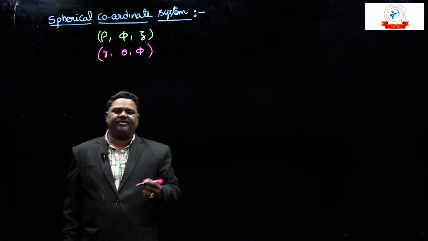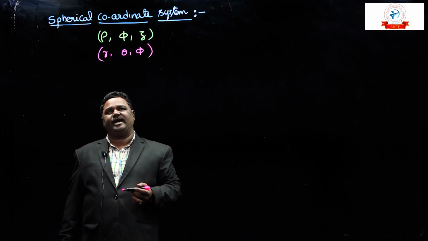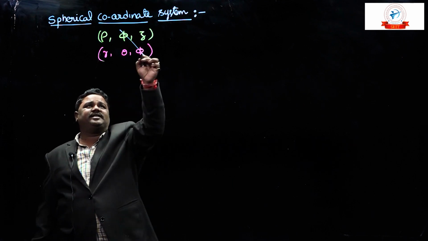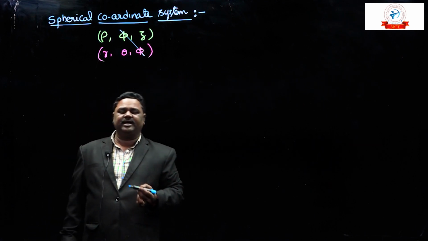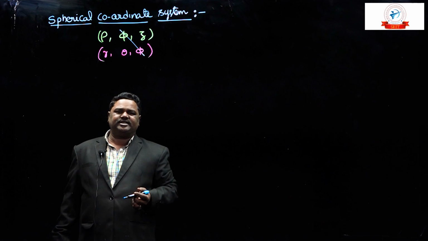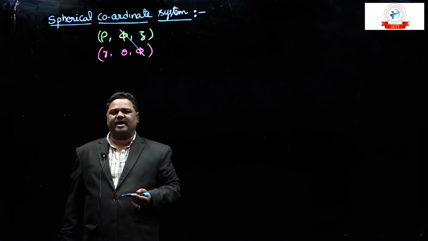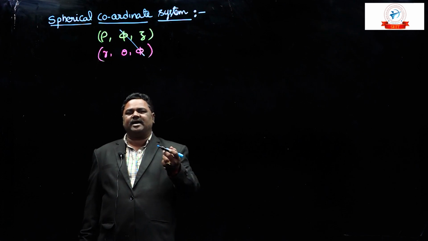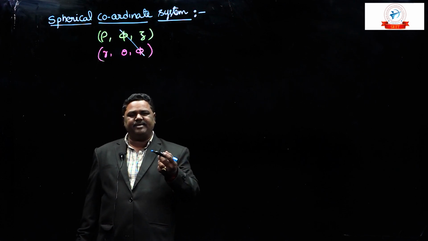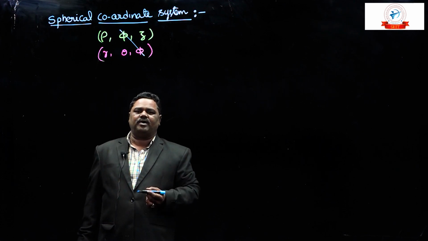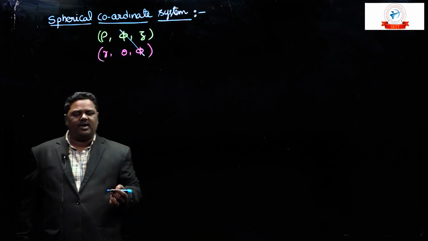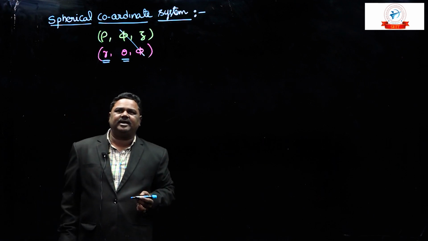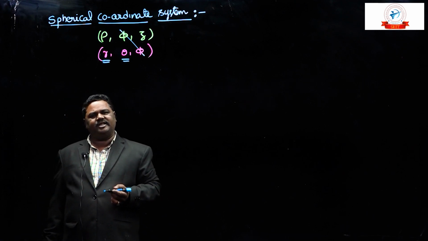If you observe these two, what is the common coordinate in cylindrical and spherical? Phi is the common coordinate in cylindrical and spherical. You know what the meaning of phi is? Phi is nothing but the horizontal angle made with the x-axis. This is the same in Cartesian, cylindrical and also in the spherical coordinate system. So what are the new coordinates here? r and theta.